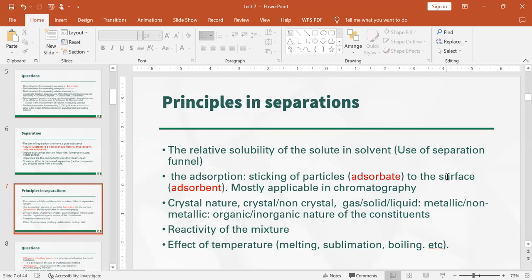The particle that sticks to the surface is called the adsorbate, and the surface it sticks to is the adsorbent, mostly applicable in chromatography. We have spoken of miscibility; they are not miscible. But when you come to chromatography, the important principle is adsorption.